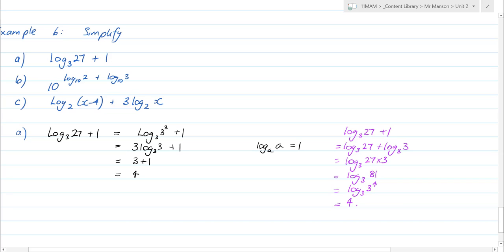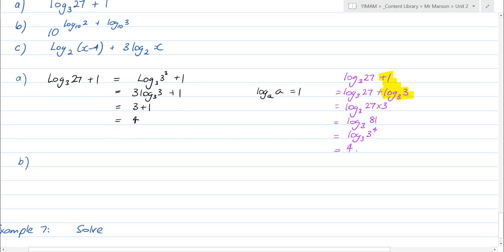The point I wanted to make here was this transformation. If this wasn't a purely numerical question and I had an x somewhere, or even if, say, the base was x, I might need to do this transformation here to get it into a single log. And then that might be my answer. So just be aware, sometimes, particularly with algebraic questions, recognising that 1 can be written as log base x of x is very helpful. So just keep an eye on that. That's question A.